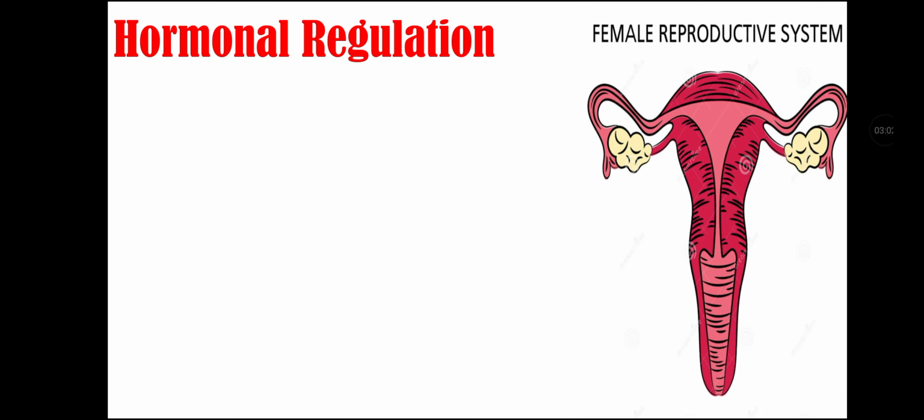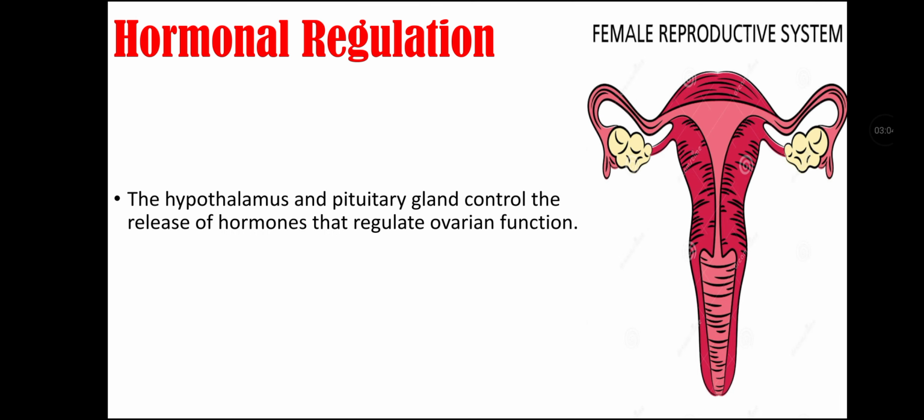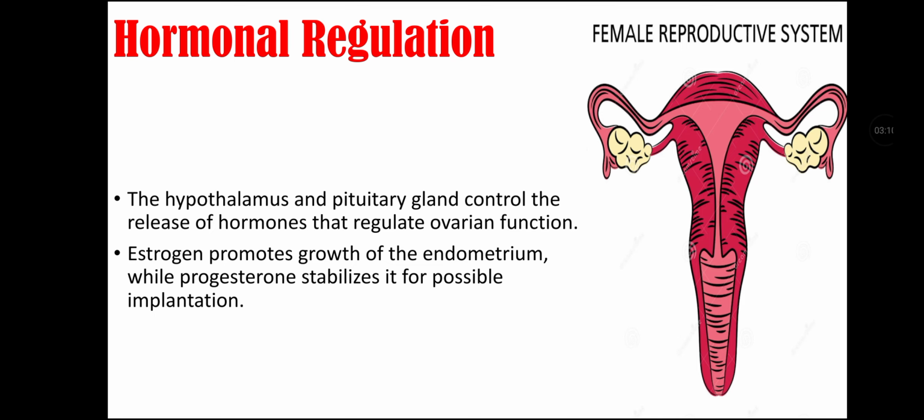Hormonal regulation in female reproductive system. Hypothalamic-pituitary gland control the release of hormones that regulate ovarian function. Estrogen promotes growth of endometrium while progesterone stabilizes it for possible implantation.